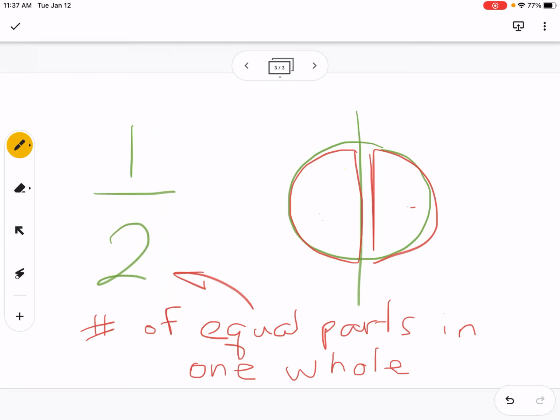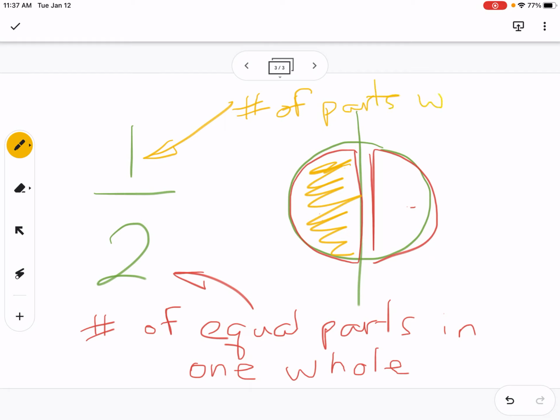The top number, if I gave you this slice of the pizza, then I would have given you 1/2 of the pizza. I would have given you 1 piece out of the 2 that it takes to make one whole. So the top number 1 is talking about your 1 piece here. The top number 1 talks about the number of parts that we have, or the number of parts we're talking about, or the number of parts that somebody ate, or whatever the case might be.